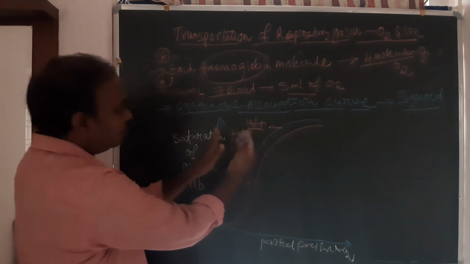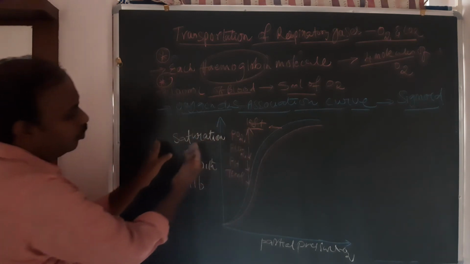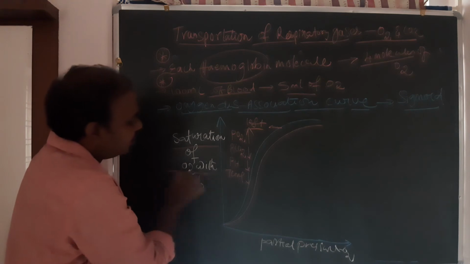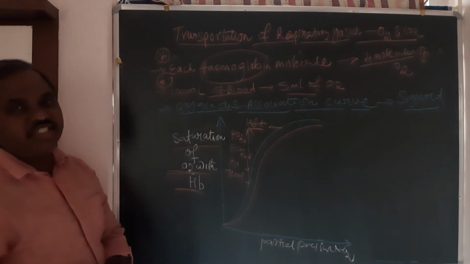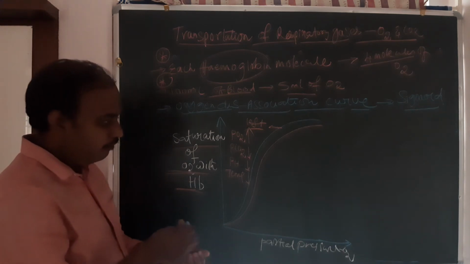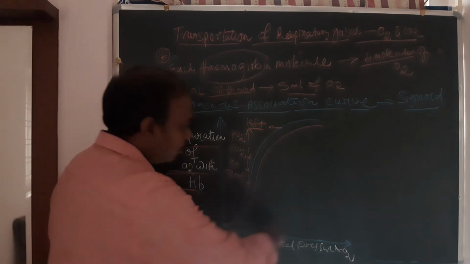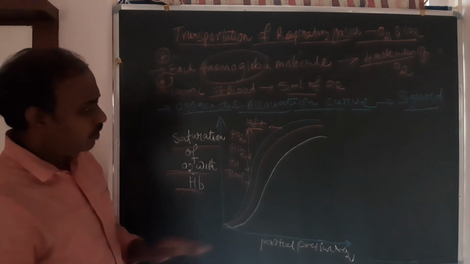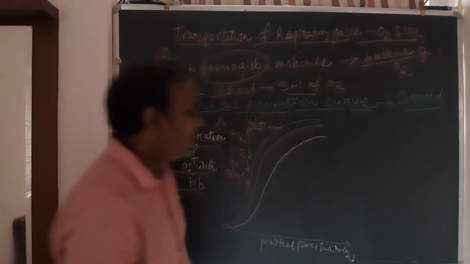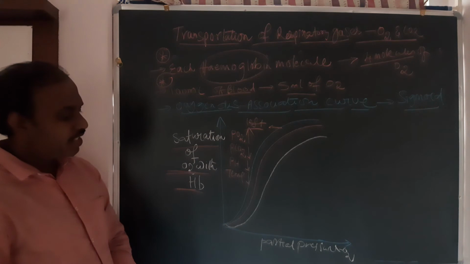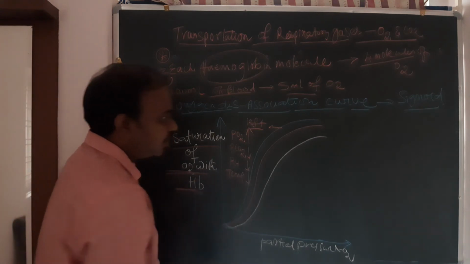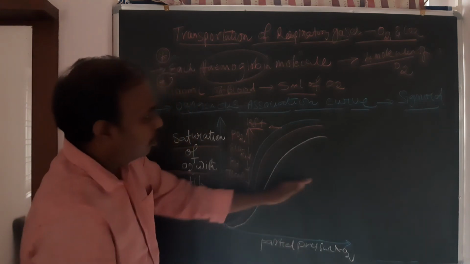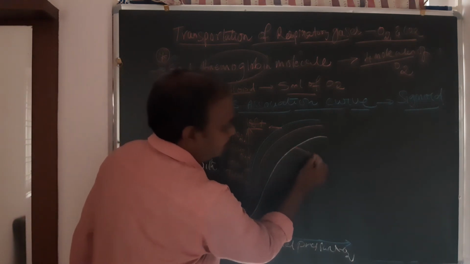The curve moves towards this side. When it is moved towards this side, what does this mean? So we have more saturation. More saturation is happening. If the curve is moving towards the y-axis, now is the saturation more or less? Obviously less. It is moving towards this direction, towards right.